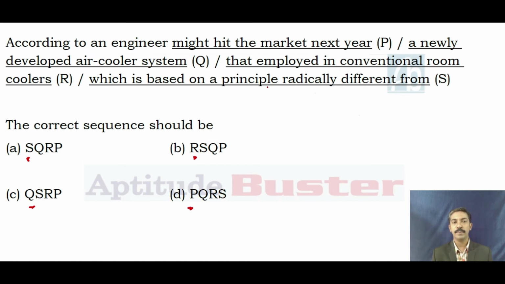As you read, we can be very sure to say that QS make coherence or must be coherent. A newly developed air cooler system which is based on a principle radically different from. So we understand QS is a proper sequence applied on the options, and luckily you have only one option with QS, and thereby the right choice for this question is option C.